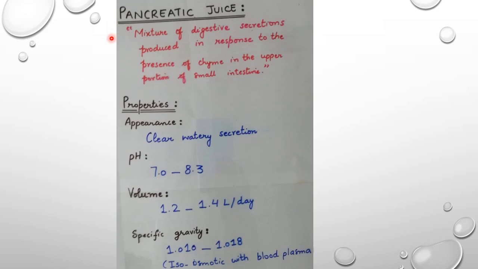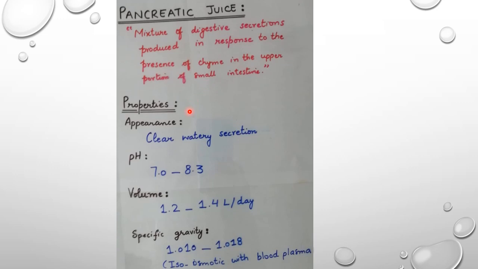Now the third digestive juice we are going to study is pancreatic juice. This is basically a mixture or suspension of different types of digestive secretions which are produced in response to acidic chyme in the upper part of the duodenum.